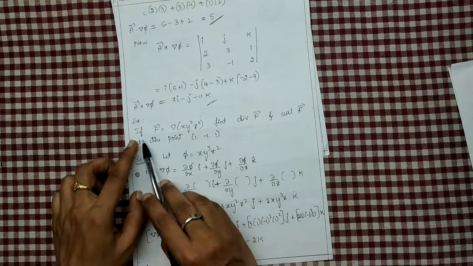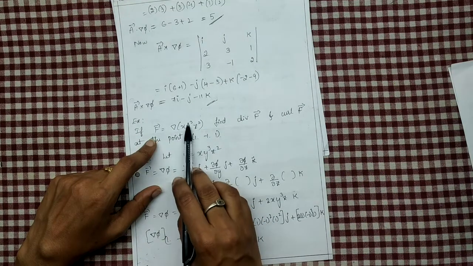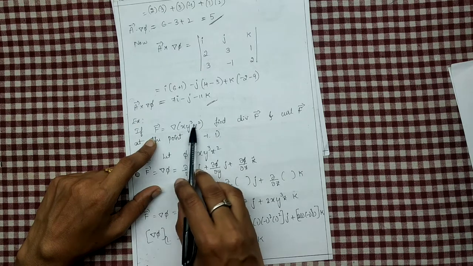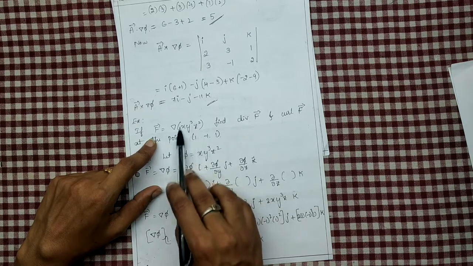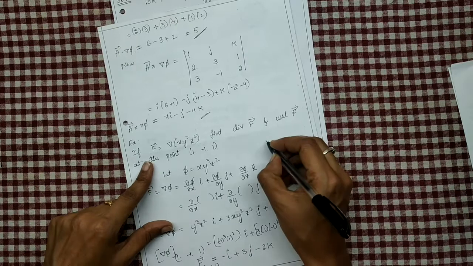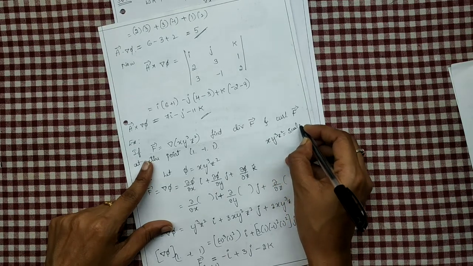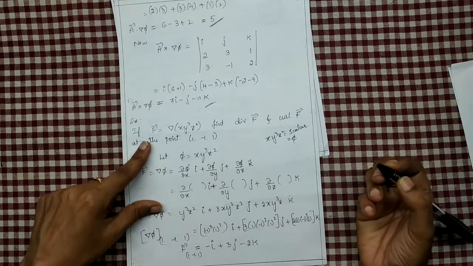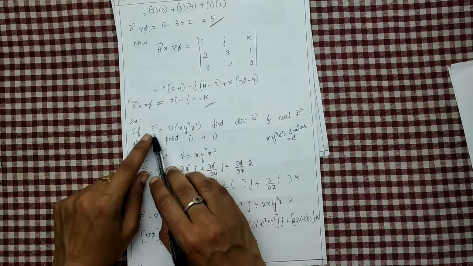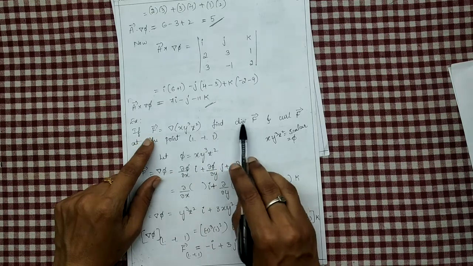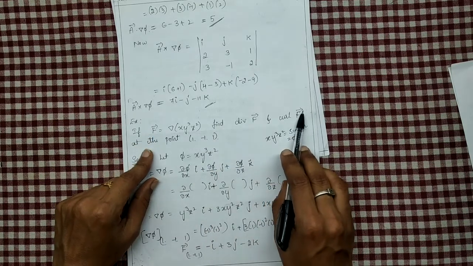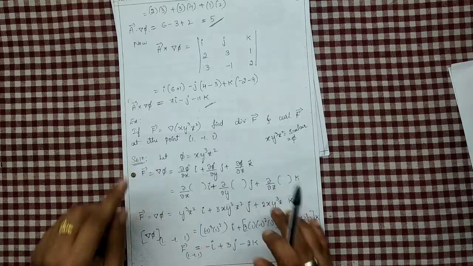Now we'll see the next problem. If vector f is equal to del of some function. Here this function is a scalar. Have you observed this? X, y cube, z square is a scalar function, isn't it? It is defined with phi. So vector f is equal to del phi is given. Find the divergence of vector f and curl of vector f at the given point 1, minus 1, 1.